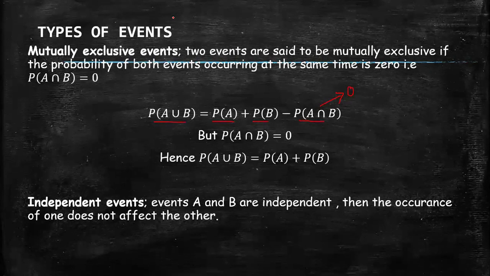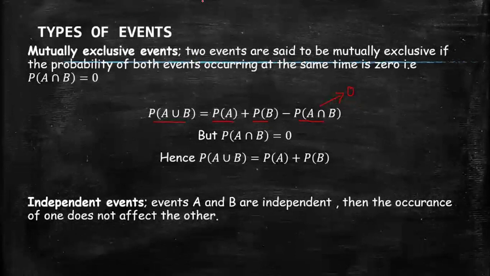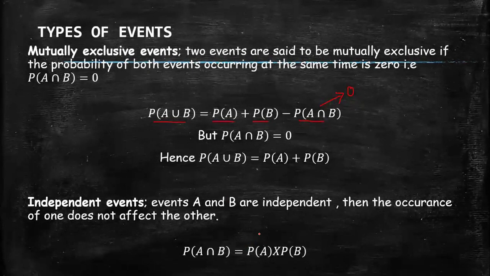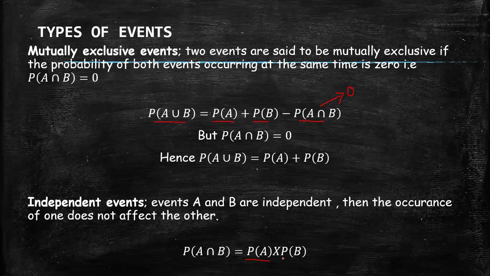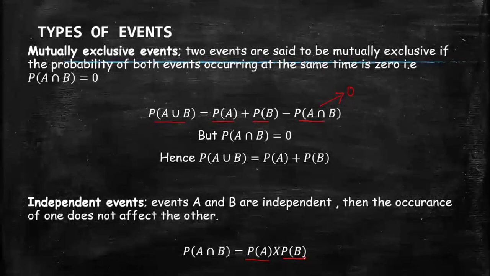Okay, we proceed. We say independent events are events where we have an event occurring and it does not affect the other, or it does not prevent the other from occurring. So for this, the probability of A intersection B, we just simply multiply the individual probabilities. So multiply probability of A and probability of B.